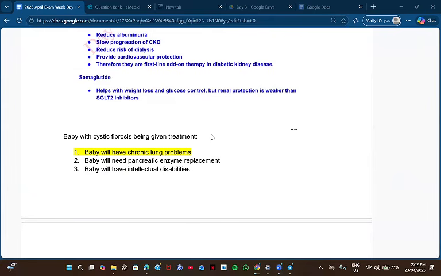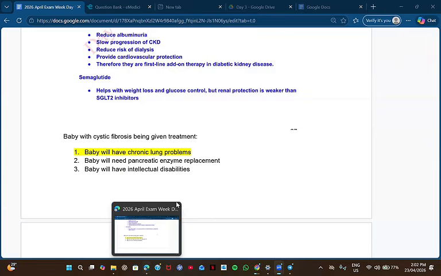Okay, why? Why, doctor, will the baby have chronic lung problems? Okay, because a cystic fibrosis patient can present with chronic lung problems, right? There can be pancreatic insufficiency as well, right? Both are overall correct, right? Right, doctors? What do you think? Anyway, the intellectual disability is out, because it's not associated with intellectual disability.